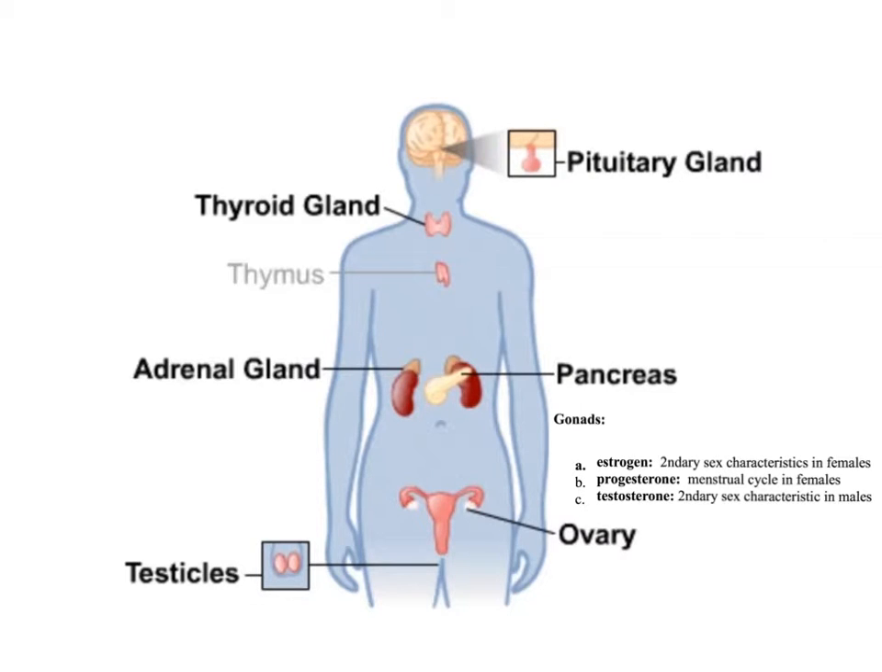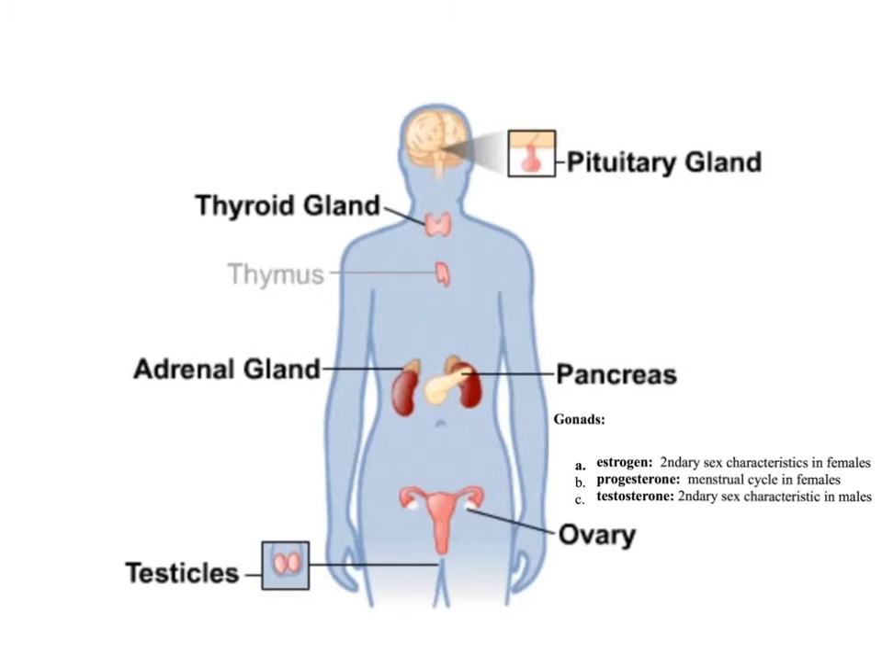With regards to the gonads, those of the female are known as the ovaries. These are the primary source of the female sex hormones. These hormones are estrogen and progesterone. Estrogen causes the secondary sex characteristics. Progesterone helps with the menstrual cycle.